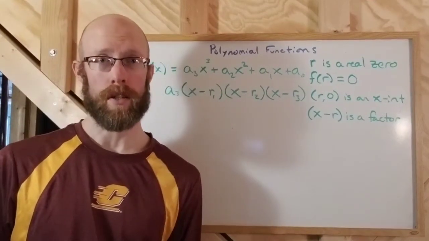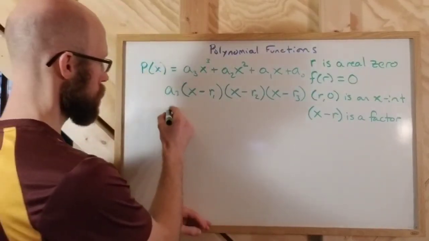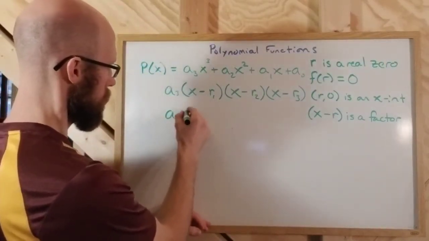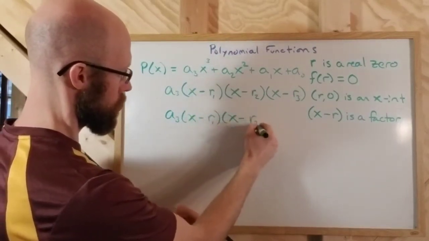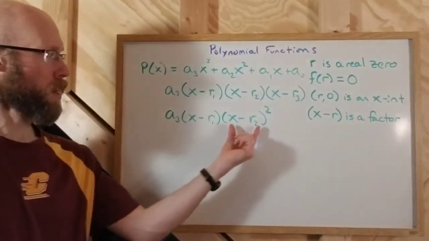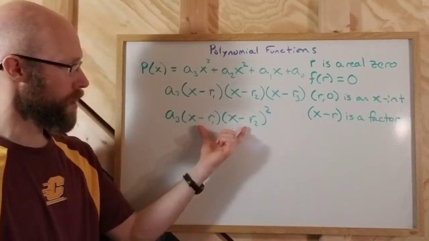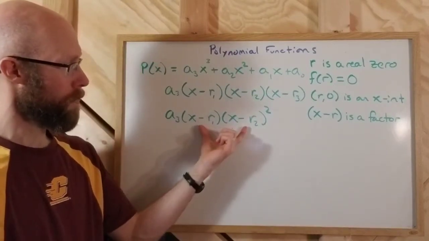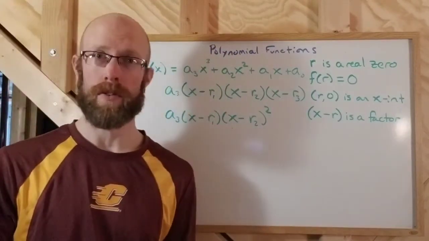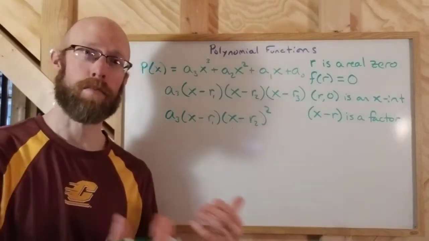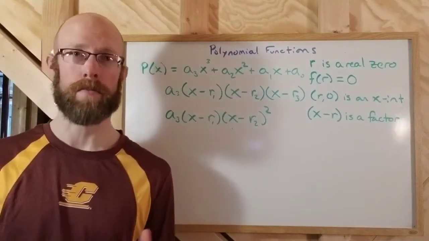Now, it could be less than the degree if you had a repeated factor. We saw this in a previous example. You could have a situation where you have maybe x minus r1 times x minus r2 squared. Well, here I have a repeated factor. It's the same factor twice, right? Squared. And so here I have fewer factors than the degree, which means I have fewer real zeros and fewer x-intercepts. But I can't have more. Okay, I cannot have more factors than I have degree. The degree is the maximum.